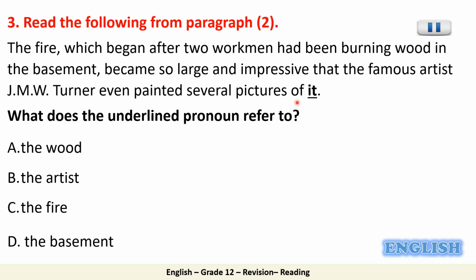To be able to answer this question, you need to read what comes before the pronoun it. So let's read. The fire, which began after 2 workmen had been burning wood in the basement, became so large. What became so large? The fire. So it became so large and impressive that the famous artist, Turner, even painted several pictures of it. So what does the underlined pronoun it refer to? Wonderful. It refers to the fire. So the artist, Turner, painted several pictures of the fire because, as we've mentioned before, it was so large and impressive.